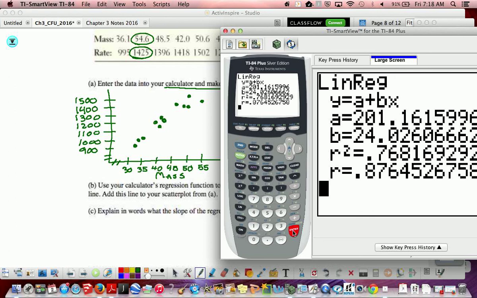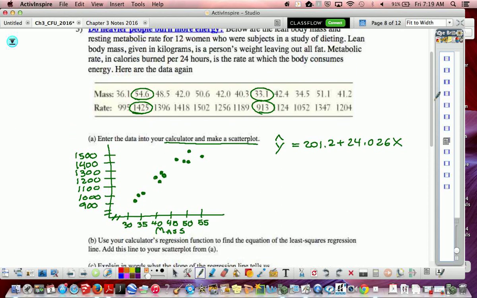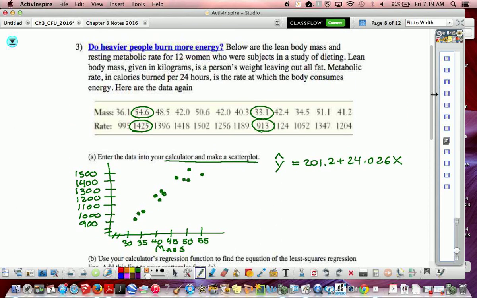So looking at this, since they give it to me at least in tenths, I'm going to go out to the nearest tenth. I might even go out 3 decimal places for my slope, but my y-intercept, I might go out just 2. So my prediction equation I have is 201.2 plus 24.026x. And again, I want to define what my variables represent.